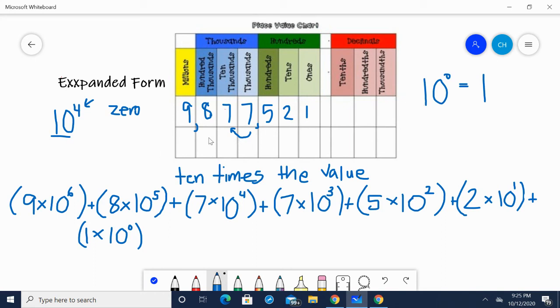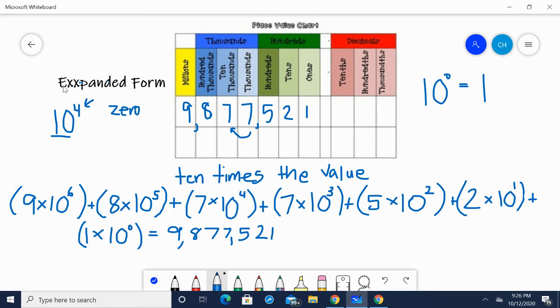So for this number, 9,877,521, ooh, that was a mouthful, I have 9 times 10 to the 6th power, plus 8 times 10 to the 5th power, plus 7 times 10 to the 4th power, plus 7 times 10 to the 3rd power, plus 5 times 10 to the 2nd power, plus 2 times 10 to the 1st power, plus 1 times 10 to the 0 power, which is equal to 9,877,521. That is that number written in expanded form.